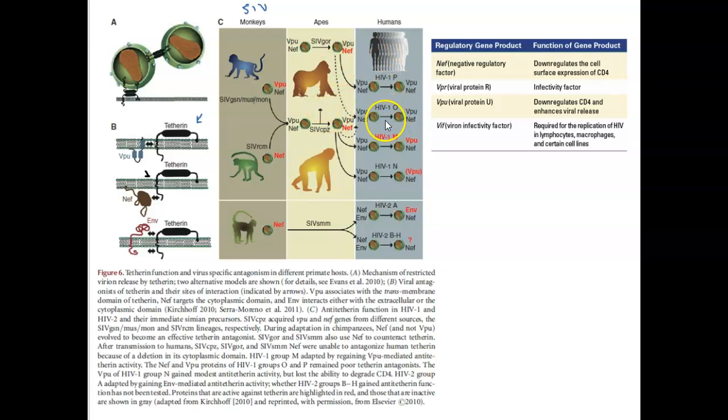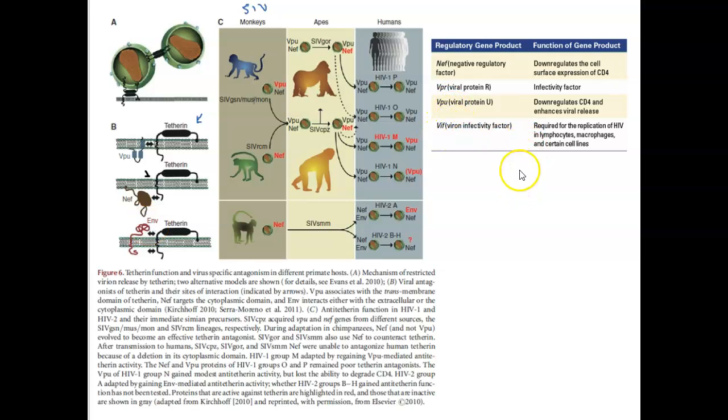Now, when we jump species again into humans, they had to have a different mutation because humans have a slightly different tetherin sequence than the apes did. So another set of mutations was required for this. So some mutations in the major group here of M, some changes in VPU, and in HIV, actually the envelope protein, so this is GP120, GP41. The envelope protein actually gained the function, some mutations occurred, and it gained the function of antagonizing tetherin.